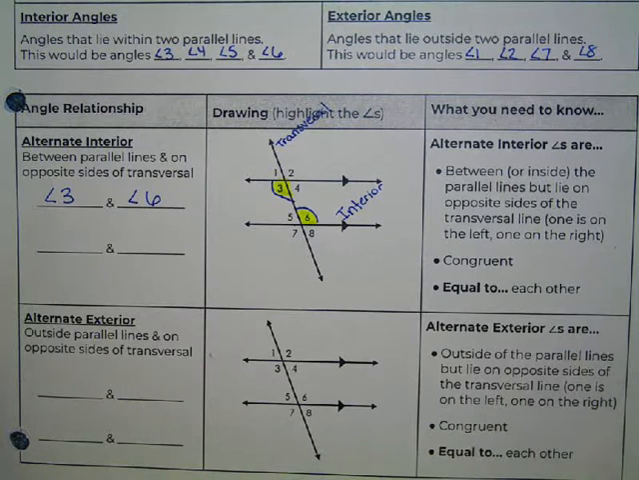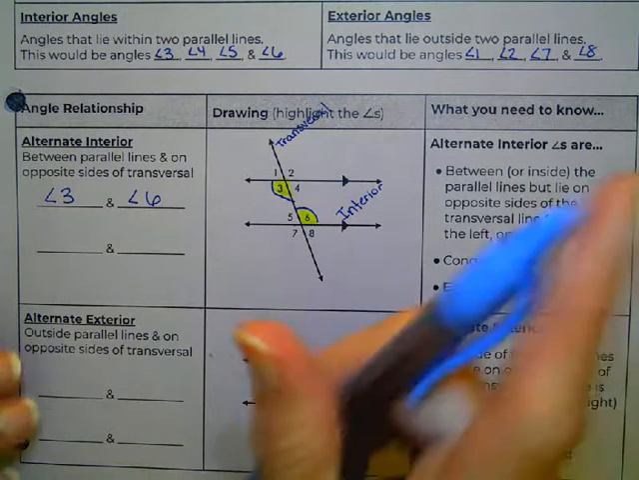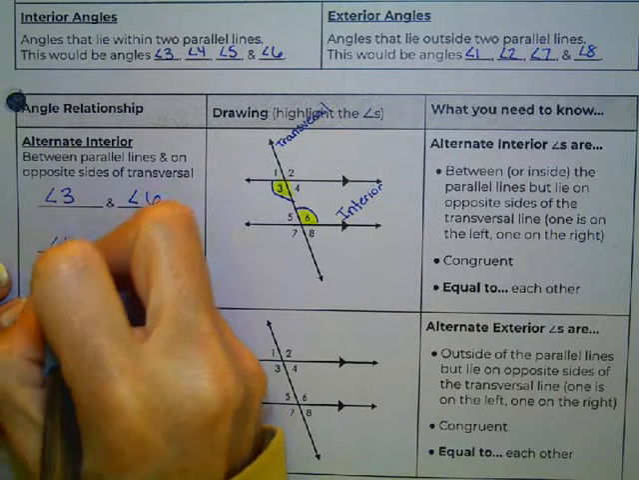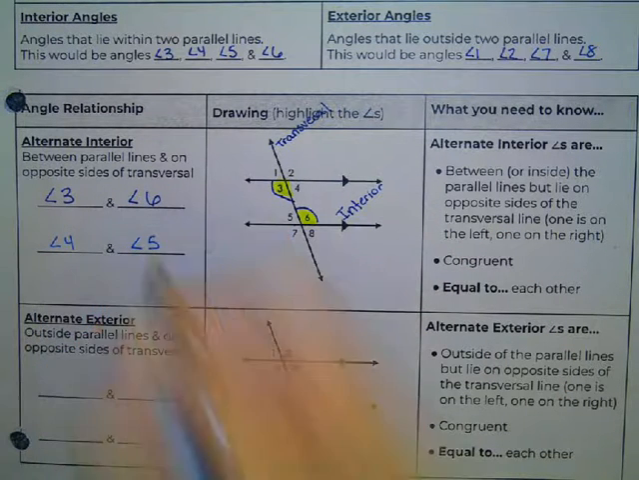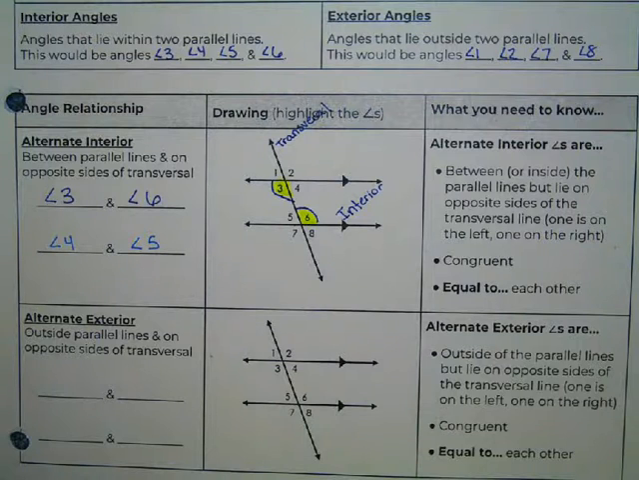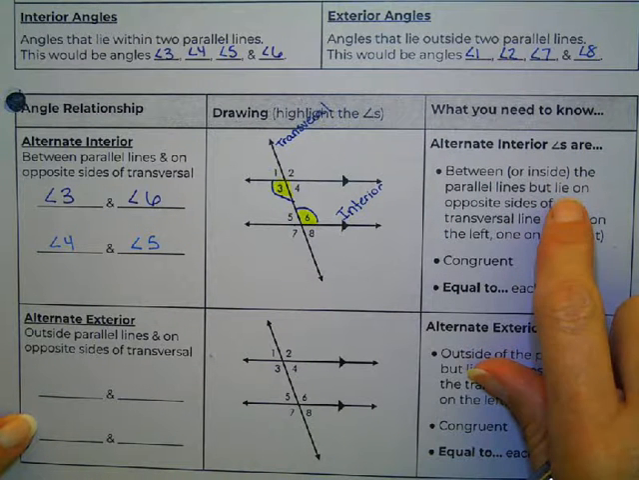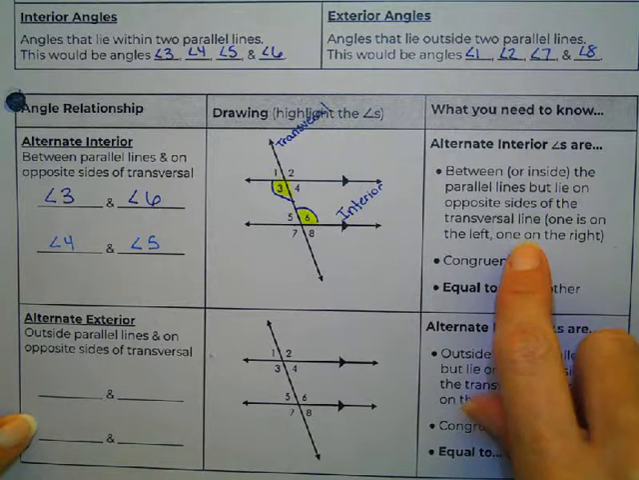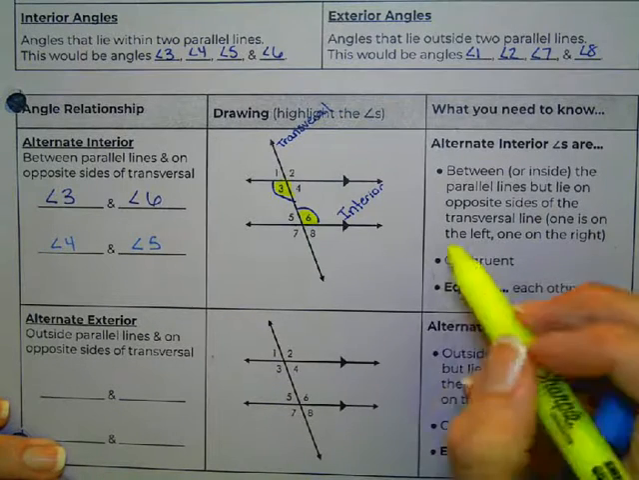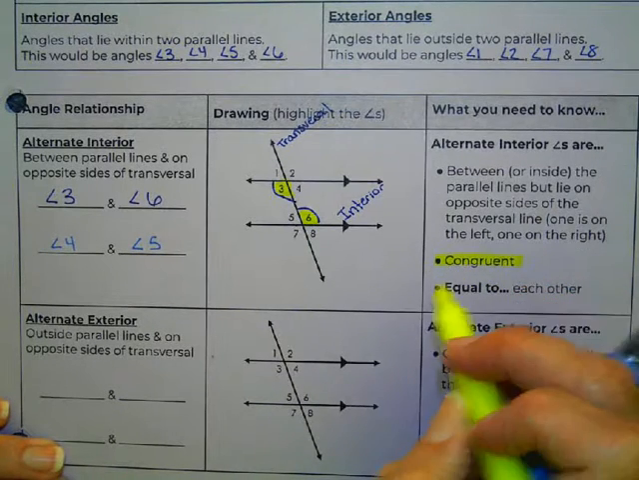Another example could be on the other side, 4 and 5. Those are also alternate interior. Alternate interior angles are between or inside the parallel lines but on opposite sides of the transversal. These angles are congruent, and the word congruent means they equal each other.